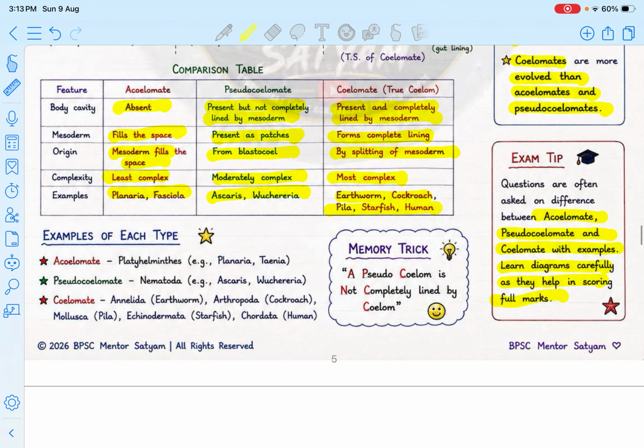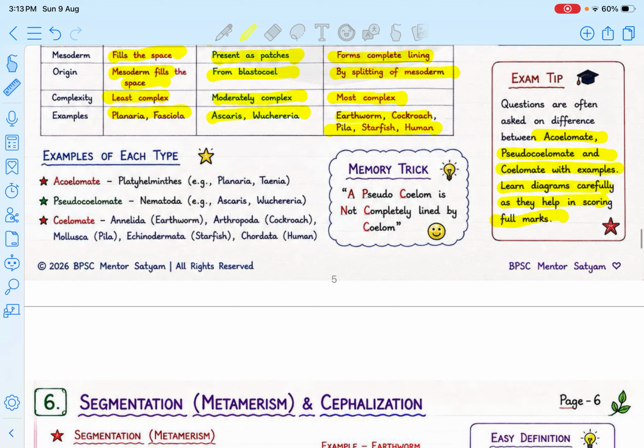Okay, so these are the examples. An acoelomate example would be Platyhelminthes, for example Planaria, Taenia. Pseudocoelomate: Nematoda, example Ascaris, Wuchereria. Coelomate: Annelida, earthworm; Arthropoda; Mollusca; Echinodermata, starfish; and Chordata.